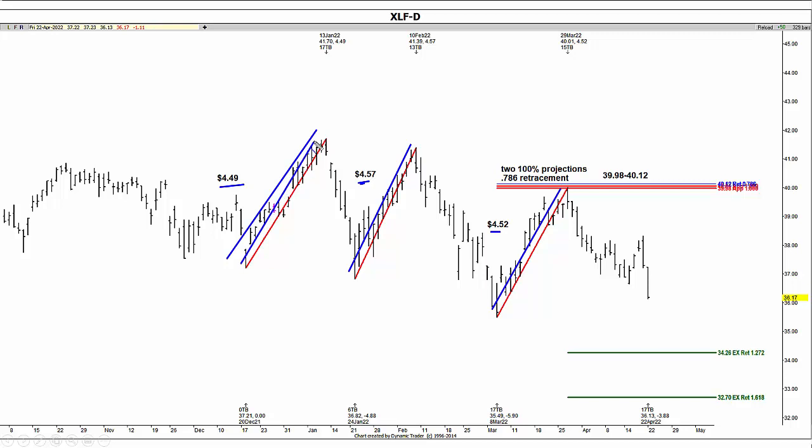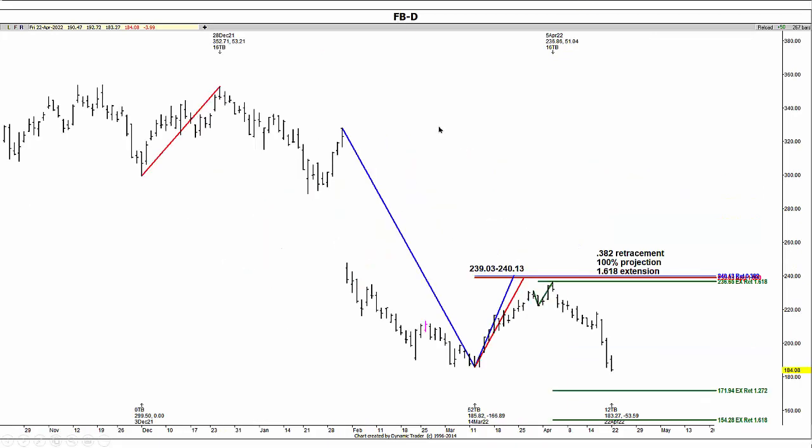I took 100% of these two swings, projected that from this low, and then also had a retracement of one of these prior swings that was a 786. So you had two 100% projections and a 786 retracement. The zone was 39.98 to 40.12. Actual high was made at 40.01, which was directly within that zone. And as of the time that I took this snapshot, not a huge decline, but $3.88 from this resistance. So again, just examples of what I'm doing every single day.